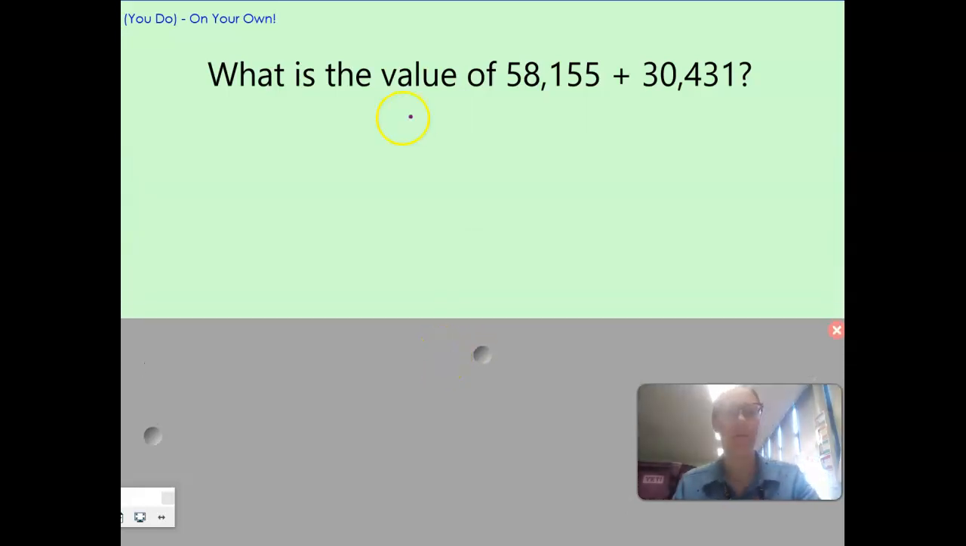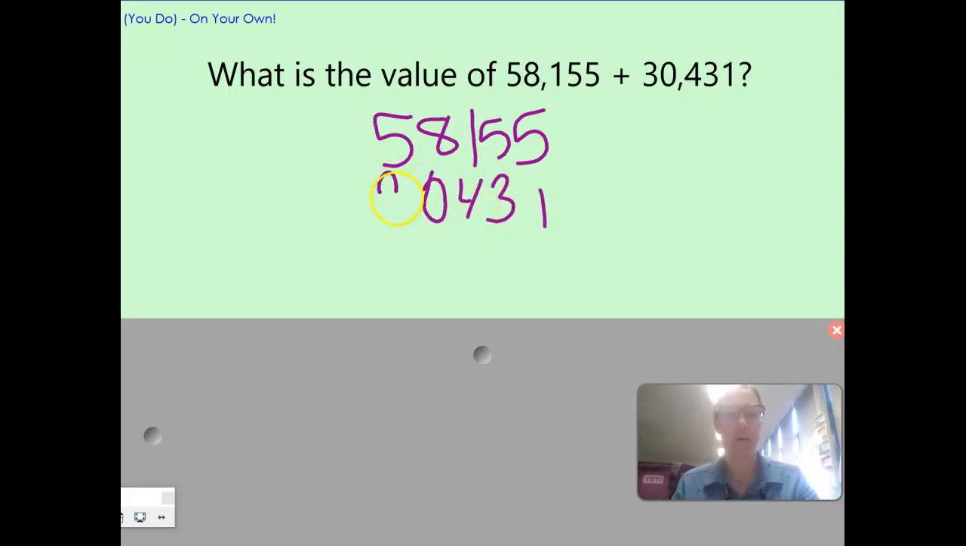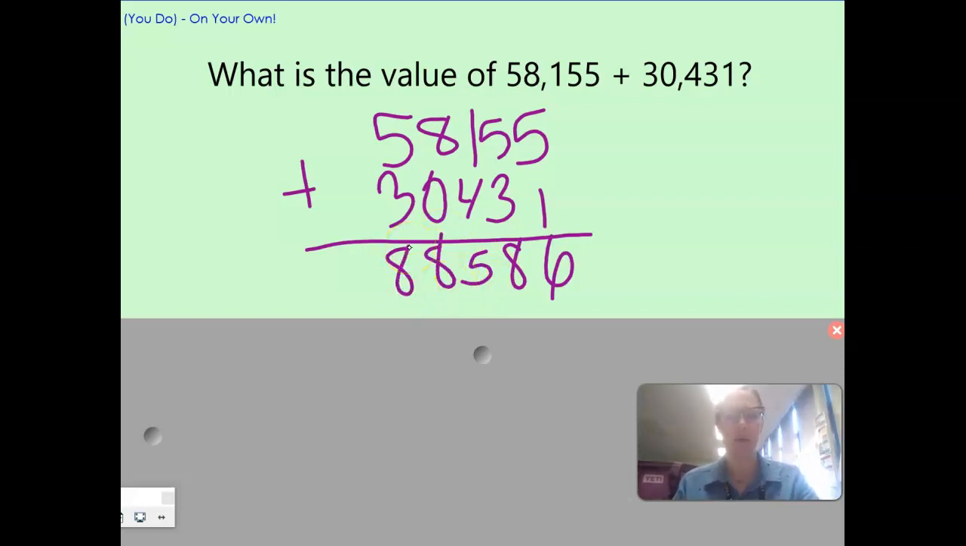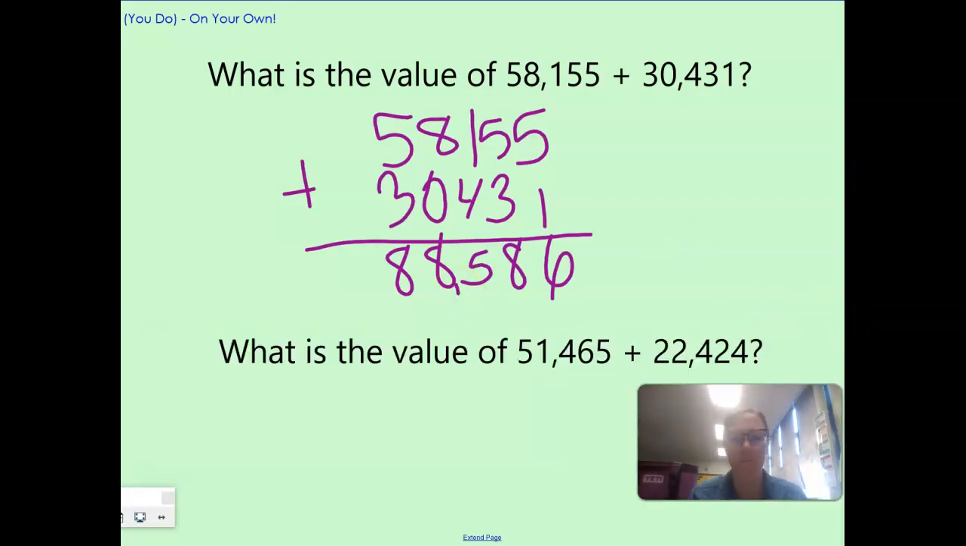All right, let's see. 5, 8, 1, 5, 5, 1, 3, 4, 0, and 3. Add that up. I get a 6, an 8, a 5, an 8, and an 8. 1, 2, 3. Put my comma. My answer is 88,586. Try this one.